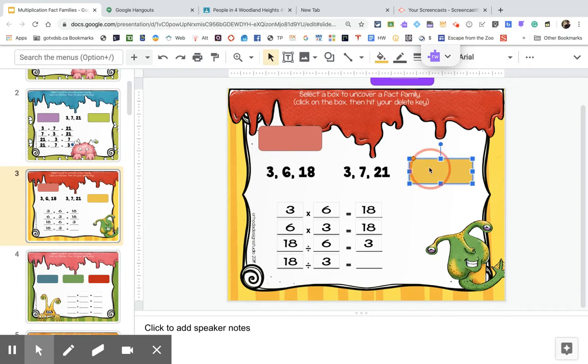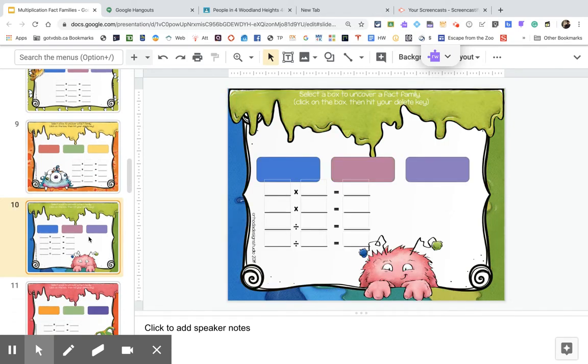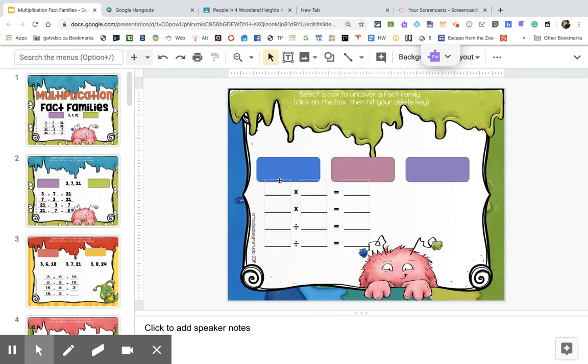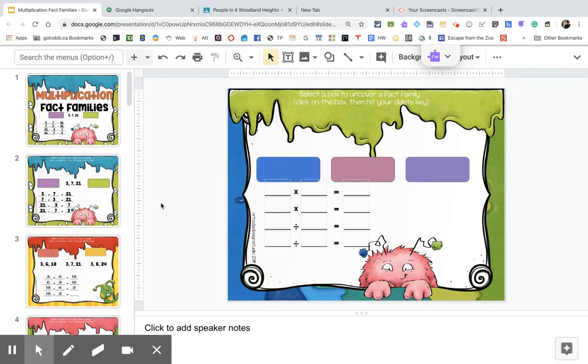So you might have chosen this one, or you might have chosen the middle one or this one. So it's totally up to you. And then if you go back, you'll notice there's a whole bunch of other ones here on the side. If you could fill in those, that'll give you some good practice when it comes to fact families. So that's the homework for today.